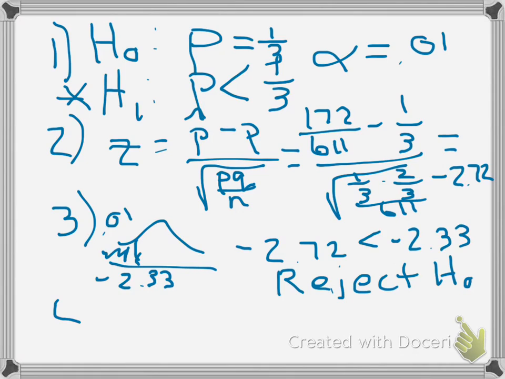So if you look up in step 1, since you rejected H naught, you accepted your alternative, which is your claim. So for step 4, and I'll let you write it out, there is sufficient evidence to show that fewer than 1/3 of the challenges are successful. So again, there is sufficient evidence to show that fewer than 1/3 of the challenges are successful.